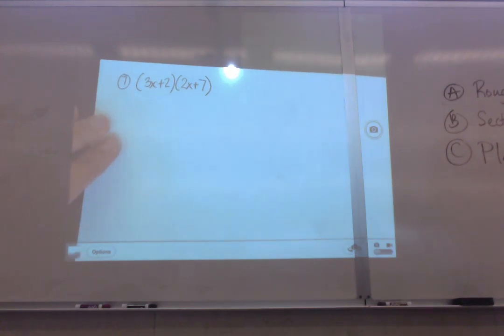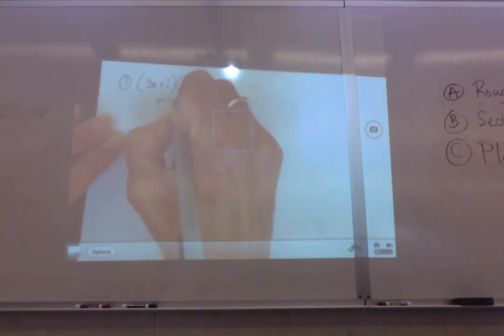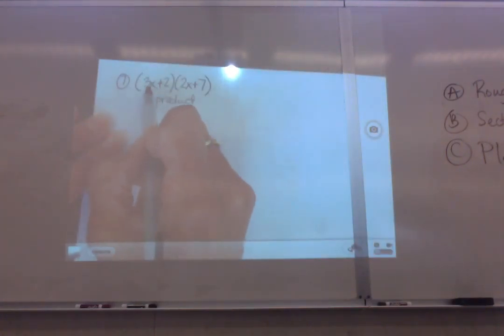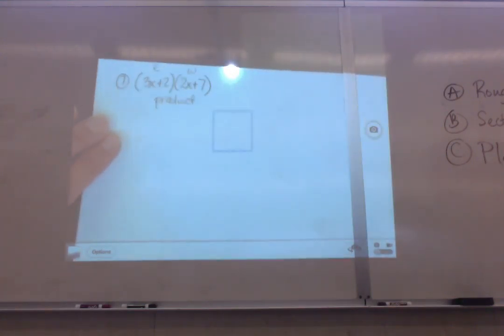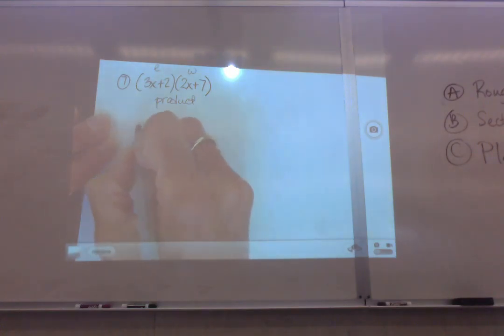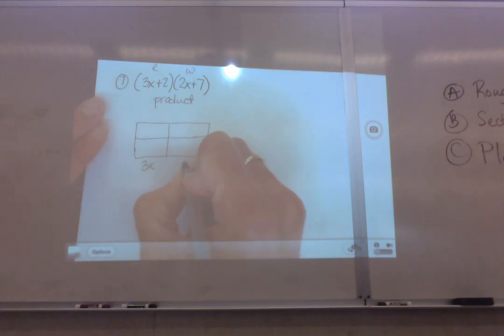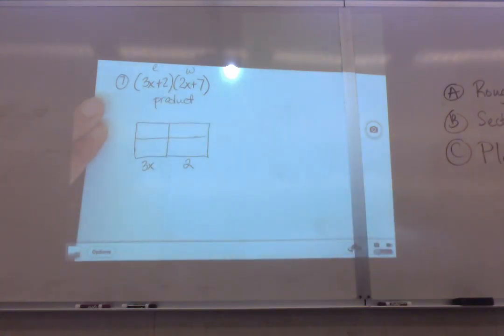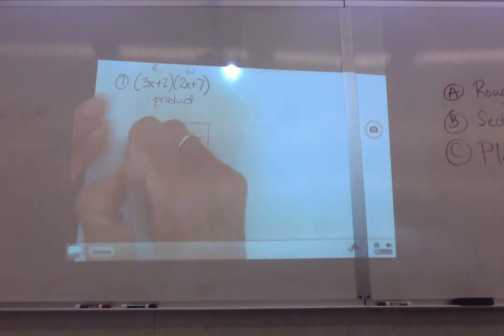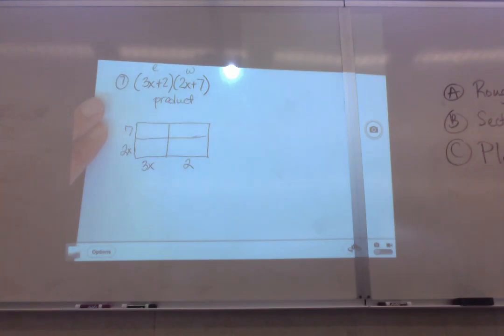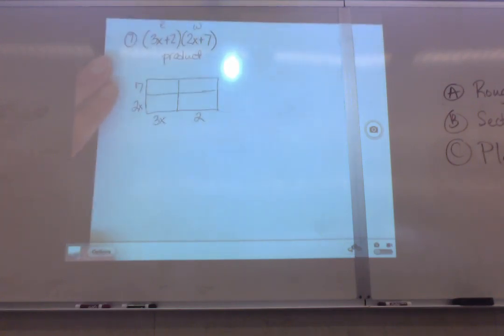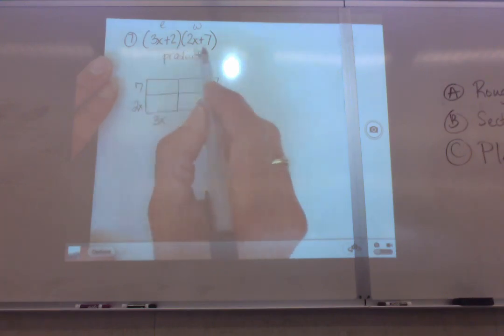Okay, so they give it to you already in product form. In product form, this is the length, that's the width. We're going to keep using this area model. You'll draw a rectangle that's 2 by 2, because that's what you're multiplying, an expression that's 2 pieces by 2 pieces. On one side, I'm going to put 3x and a 2. On the other side, I'm going to put 2x and a 7. So they are giving it to you already in product form. And I knew how many boxes to make by looking at how many terms were in each part.